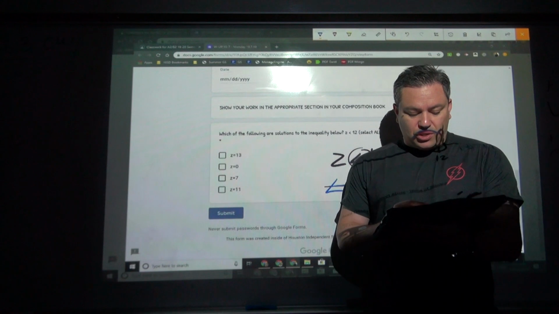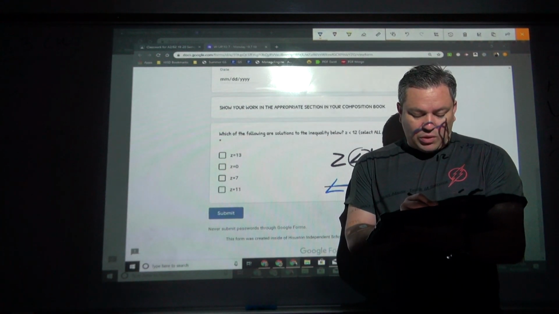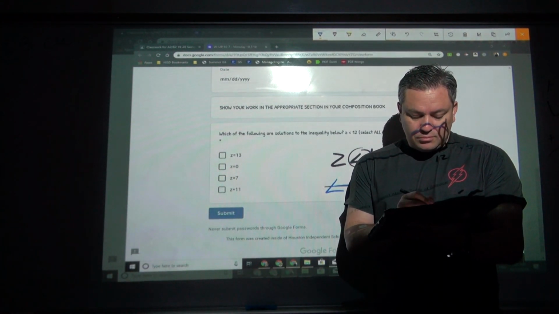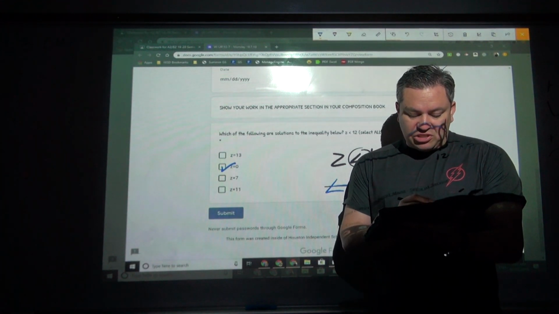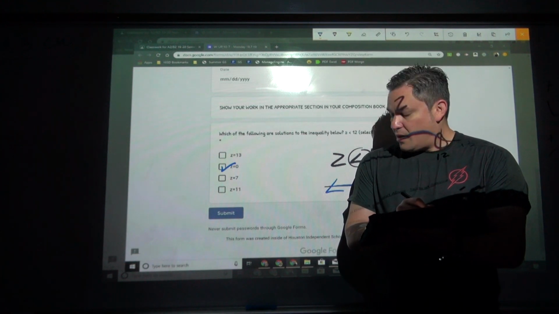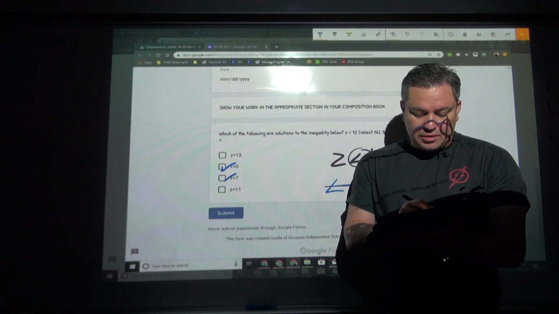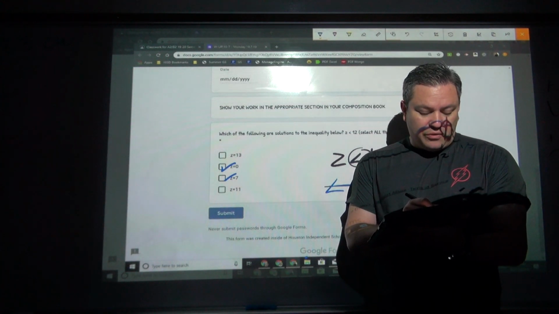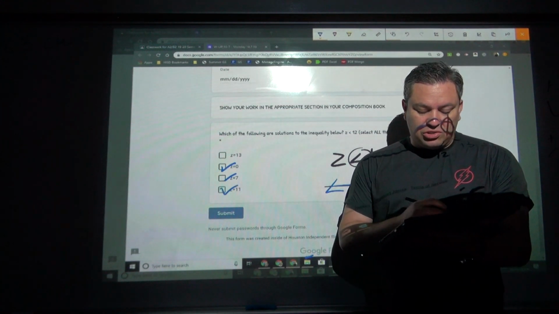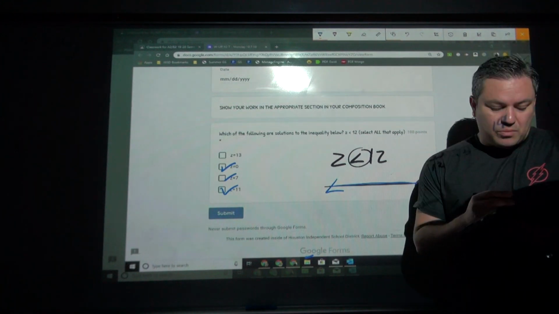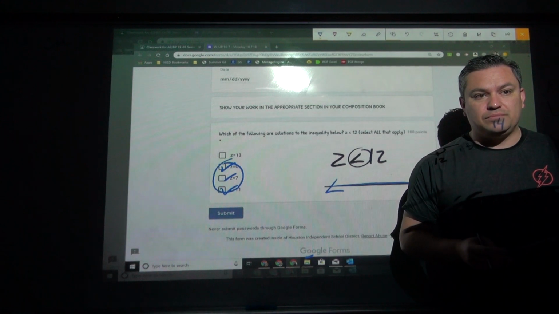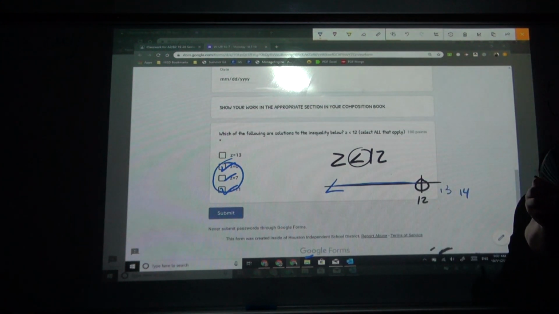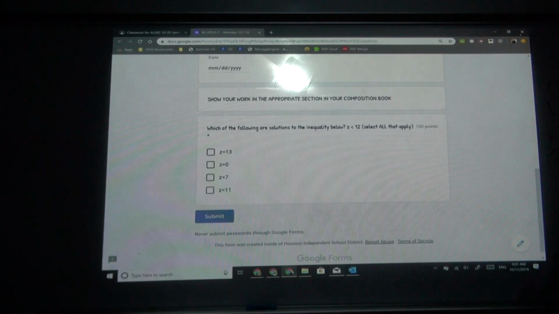So if we look at the answer choices, we have 13. That is not one of my solutions. What about 0? Is 0 less than 12? Yes. What about 7? Yes. And 11? Is 11 less than 12? Yes. So that is also one of my solutions. So the 3 at the bottom are my solutions. You have to select all 3 of them in order to get it right. Okay? That was Monday.